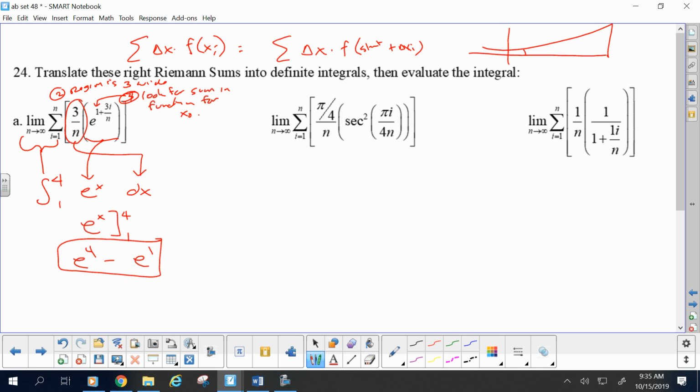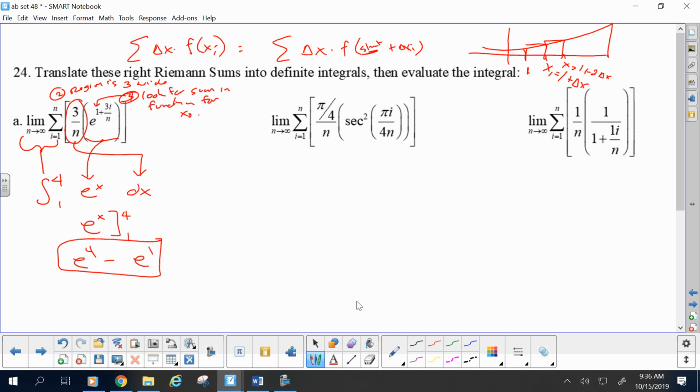So for example, if I started at 1 and I were doing right-hand rectangles, then wouldn't the first x at which I drew my height be 1 plus a delta x? And then the second place I would draw would be 1 plus 2 delta x's. So the starting value is always inside the function and in the sum part of the inside. So e is the function, I'm looking for the sum, and that 1 is where I'm starting.